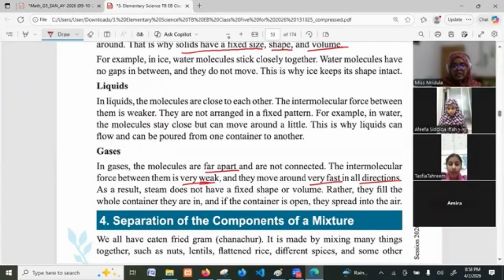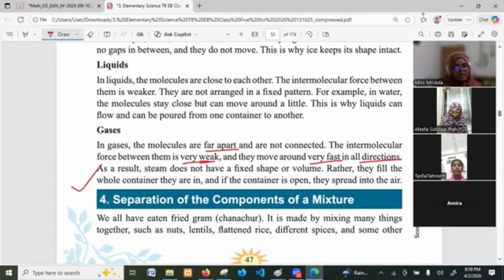And when we are talking about the gases, they are very far apart, they are not connected, their attraction force is very weak, and they can move very fast in all the directions. So that's why they don't have definite shape, they don't have definite size, they don't have definite volume as well. I guess you got the idea. So I would like to end over here.